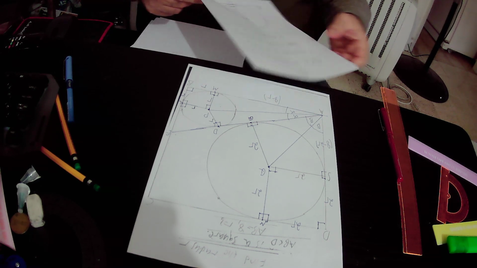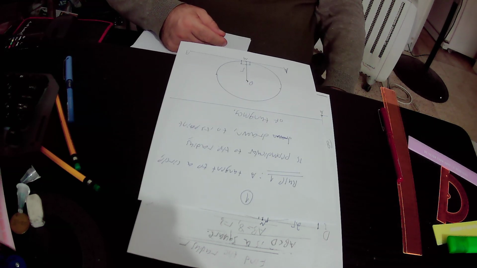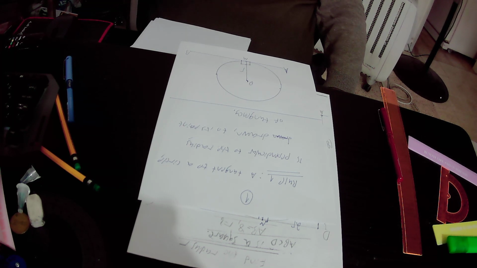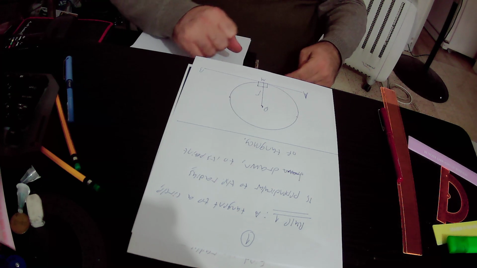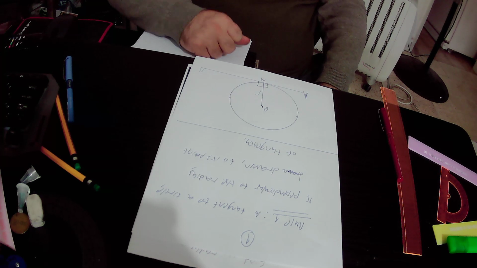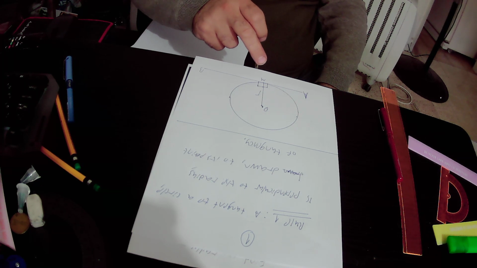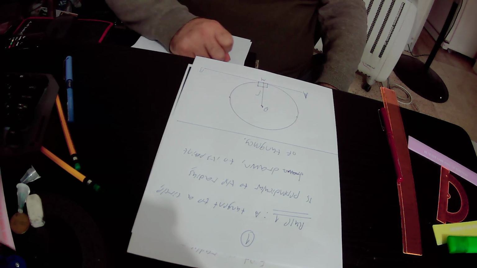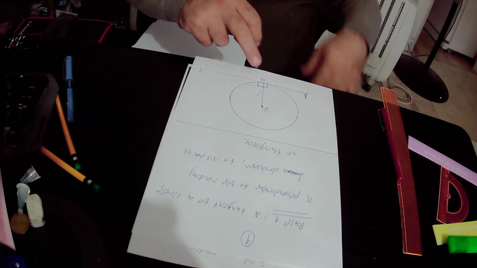Rule number one states that a tangent to a circle is perpendicular to the radius drawn to its point of tangency. So actually, rule number one means that if you have tangent AB that is tangent to this circle at point M, and you have this radius that is drawn to the point of tangency, that is to say to point M, therefore, according to rule number one, this tangent AB is perpendicular to this radius.